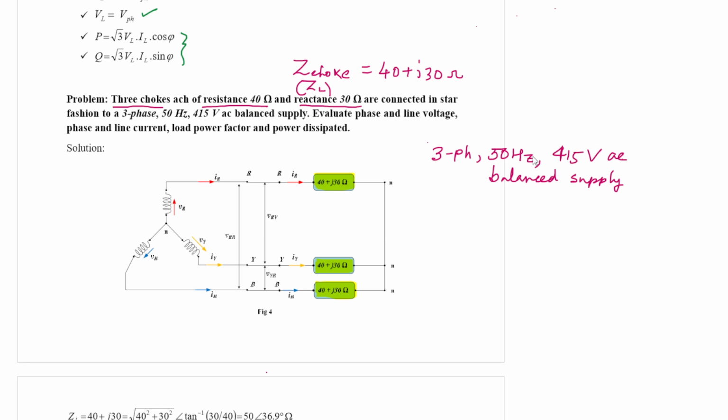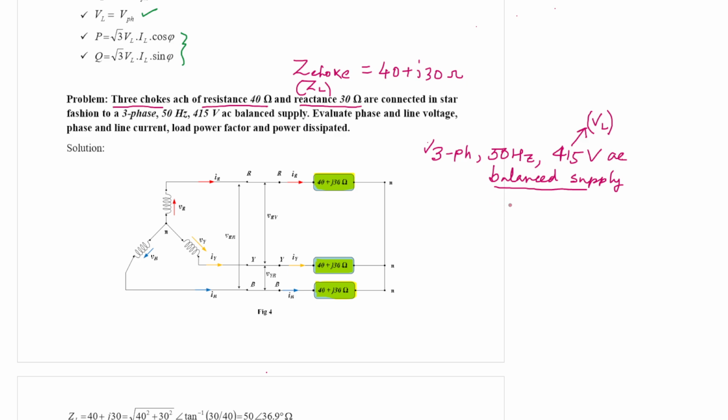So we have three loads connected respectively at R phase, Y phase, B phase, and they are connected to a three phase 50 Hz 400 volt AC balanced supply. This is the rating of the supply. Now the question comes, this 400 volt, what does it mean? Is it line voltage or is it phase voltage? So this 400 volt always refers to line voltage.